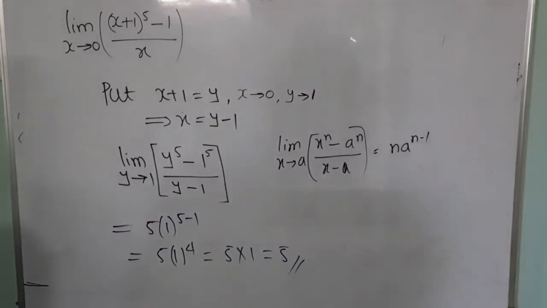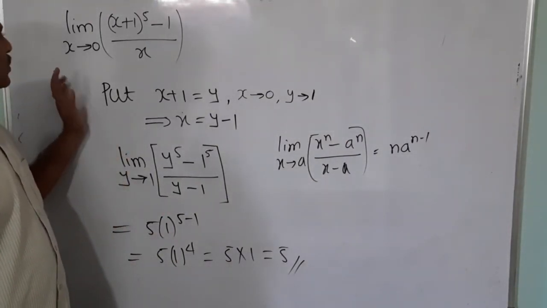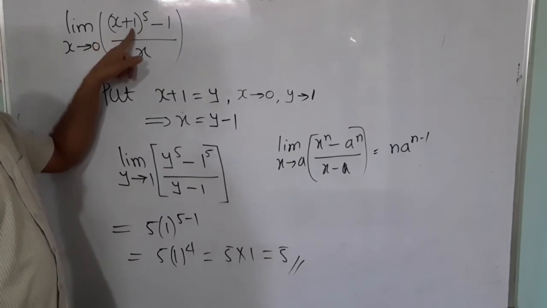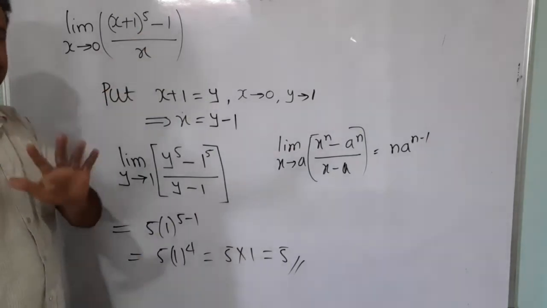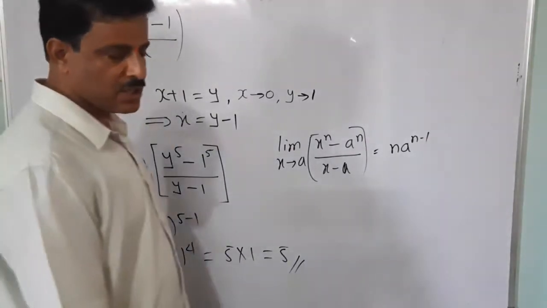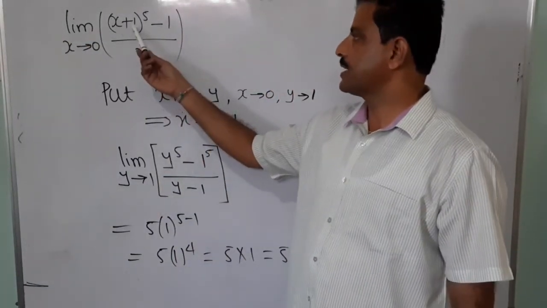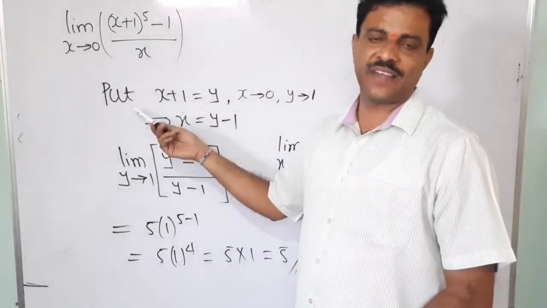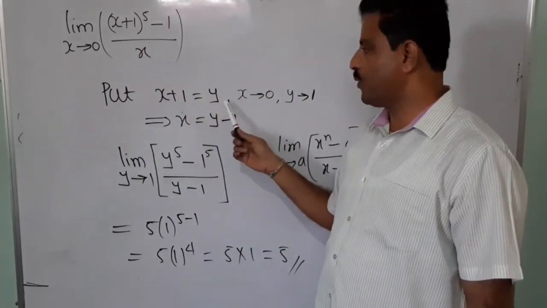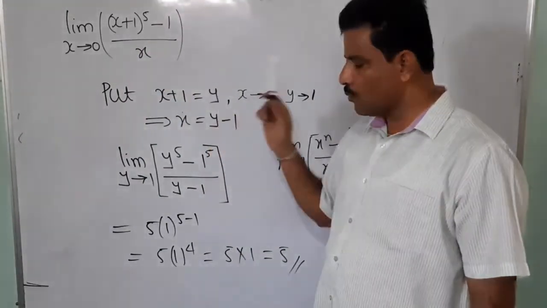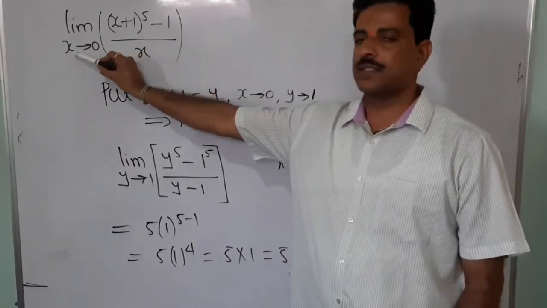Okay, let me explain once more. When such values come, you apply x is equal to 0, 0 plus 1, 1 to the power of 5 means 1, 1 minus 1, 0, so 0 by 0, that is indefinite form. So that's why, dear students, you go to the substitution method. You can take put, let, or consider, any of them; the meaning is the same. Then the limit values also change.